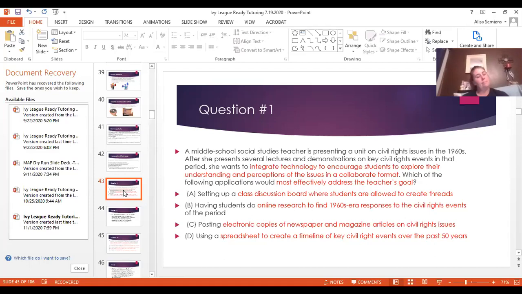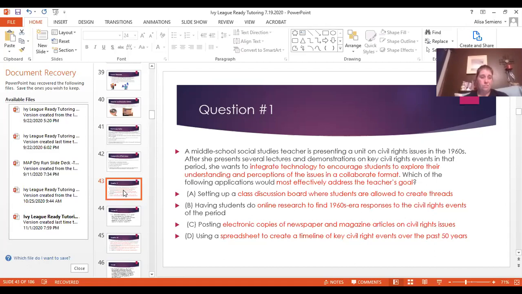So I have A, I've highlighted class discussion board because I know students will be able to collaborate with a class discussion board, okay? B, have students do online research to find 1960-era responses to civil rights events. That can be powerful, but I don't see the collaboration piece. So I'm going to move on to C. Posting electronic copies of newspaper and magazine articles on civil rights issues.